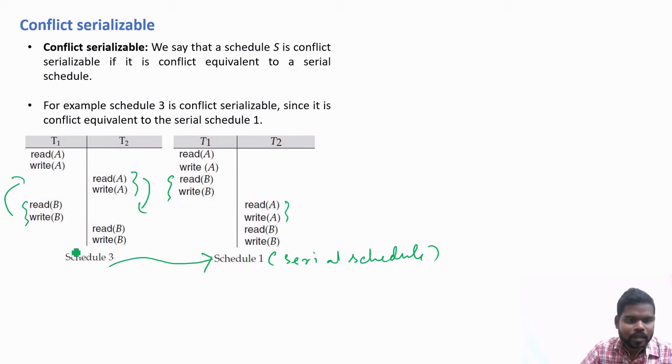So we can say schedule 3 is conflict equivalent to schedule 1. Schedule 3 is called conflict serializable because it is conflict equivalent to serial schedule 1. It is very clear that schedule 1 is a serial schedule, so schedule 3 is conflict serializable. Now let us take another example.